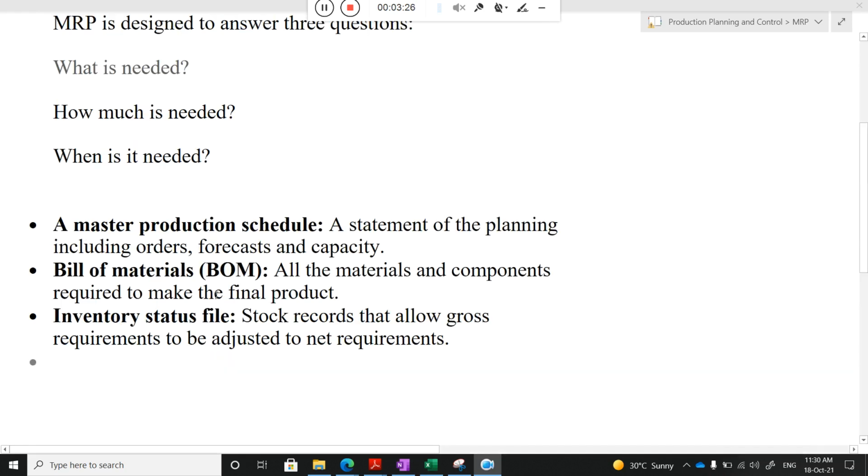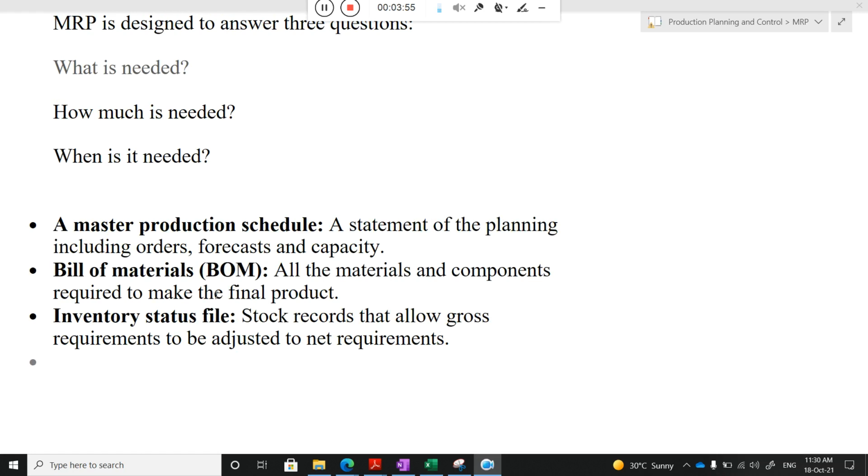Now the next point: what is the bill of material? All the materials and components needed to complete a final product. Suppose you are manufacturing a bicycle. What components are needed in a bicycle? If you know all the component and material requirements and their quantities, then you can easily draw the bill of material.